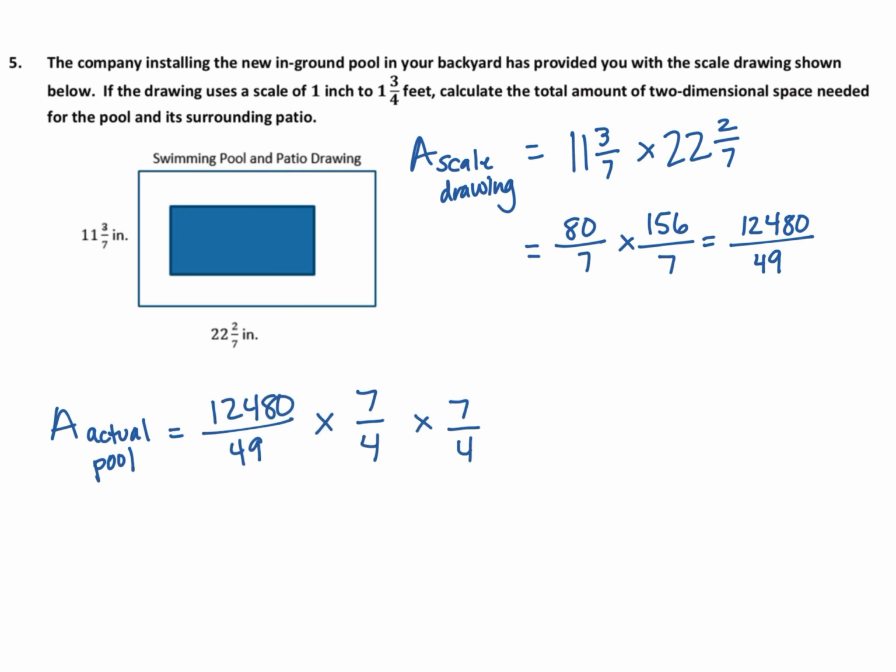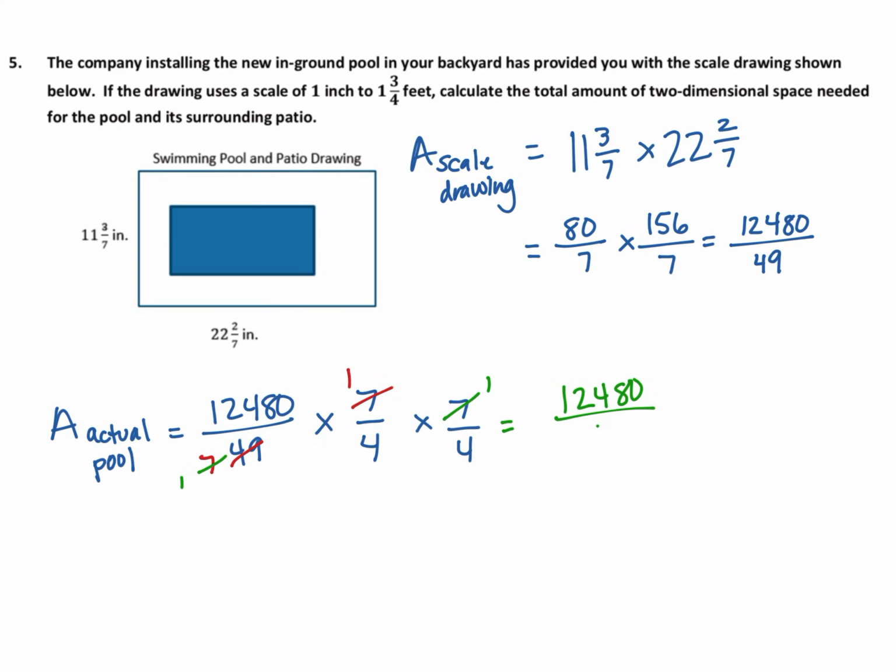The nice thing about this is 49 and 7 will divide out. So we have a 1 left here and a 7 left over here, because 7 times 7 is 49. We can do the same thing with this one. Then I have 12,480 times 1 and times 1 again. On the bottom I have 1 times 4, which is 4, and then times 4 again, and that is 16. Now we can divide and get a final answer.